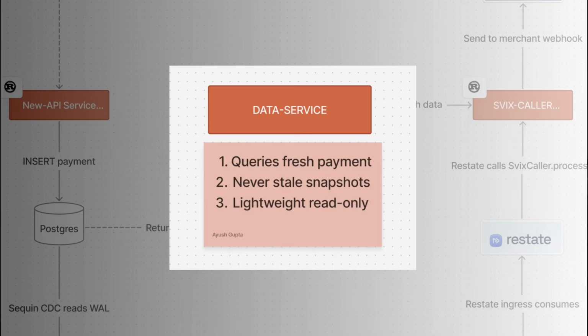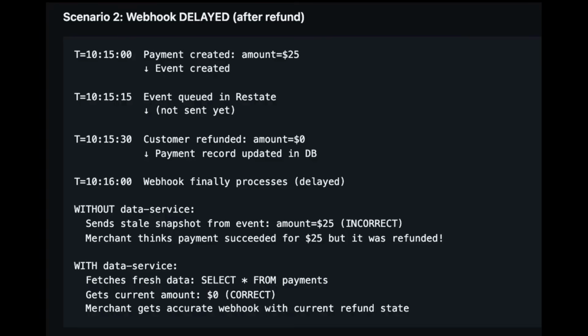Our second service is the data service. This service is responsible for payload enrichment. When a webhook is about to be sent, the Svix caller calls the data service. The data service fetches the latest payment state and returns the enriched payload. Why? Because delivery might be delayed. We want current state, not stale snapshots.